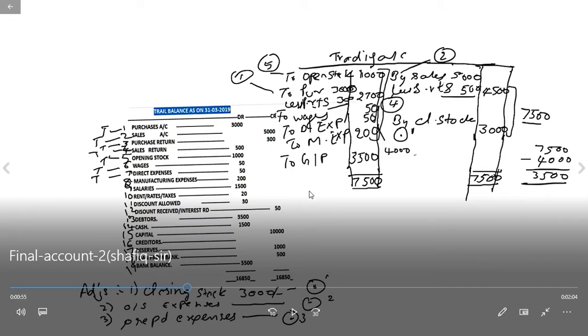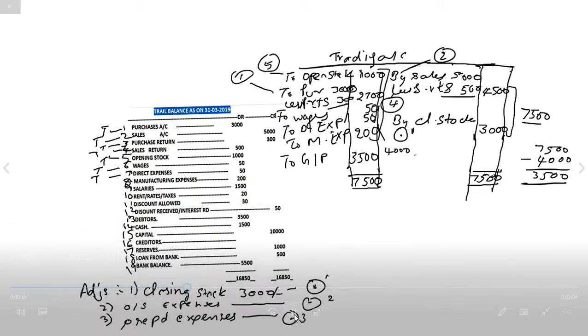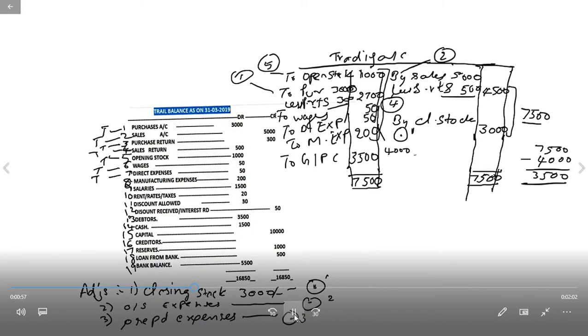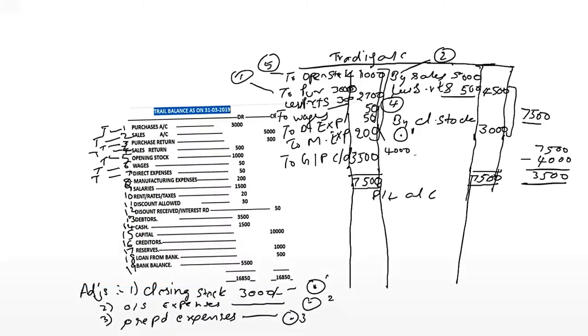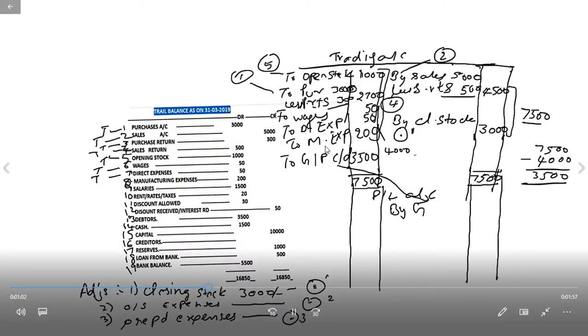So gross profit carried down. Now how does the carried down go to the brought down? As I said earlier, carried down always goes to the opposite side, and from here starts your profit and loss account. So in the profit and loss account, you can see the first item is gross profit brought down, that is 3500.